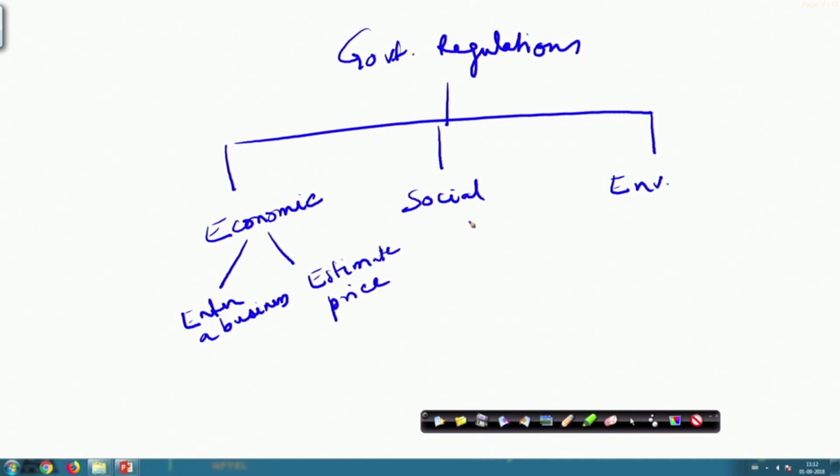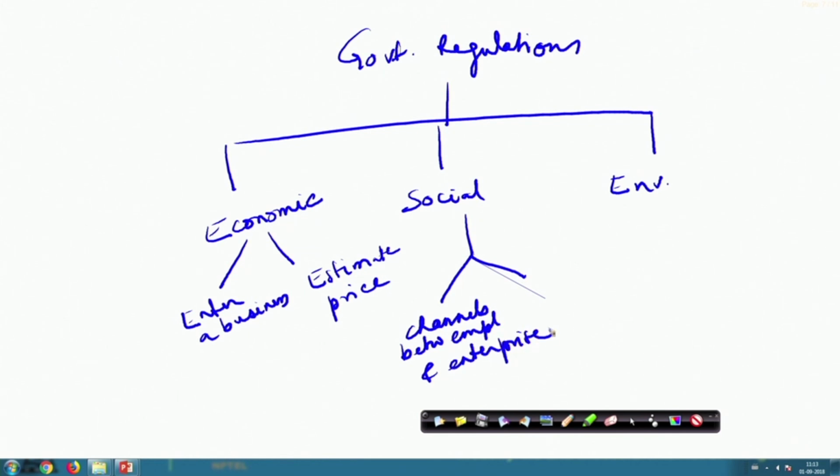Then social issues which will essentially help in opening channels of communication, maybe between employees and the enterprise or the management. And environmental issues will concern the protection of the environment.